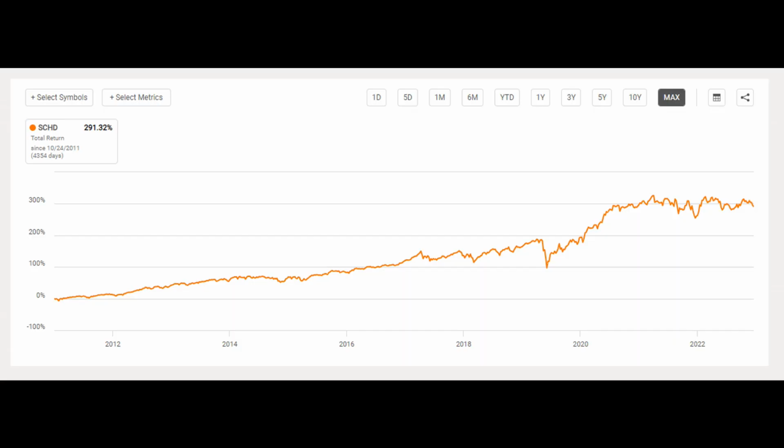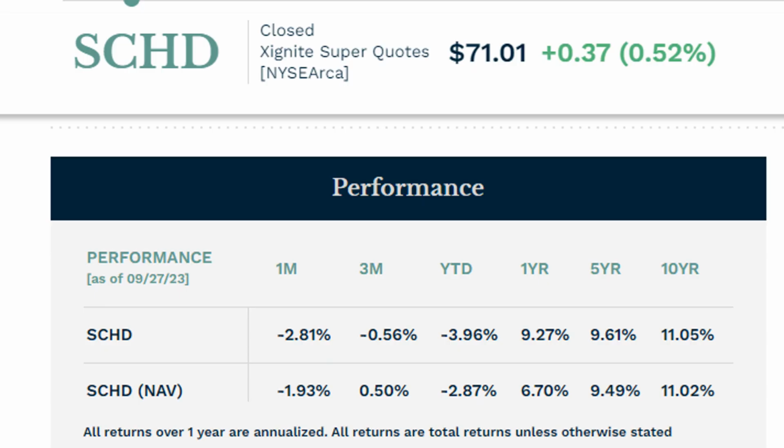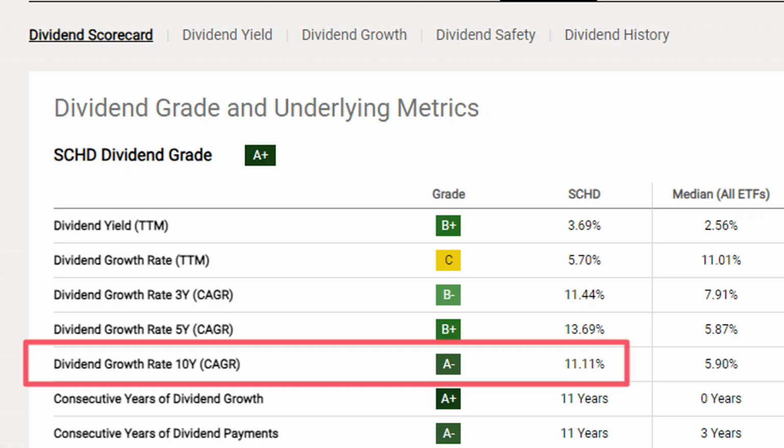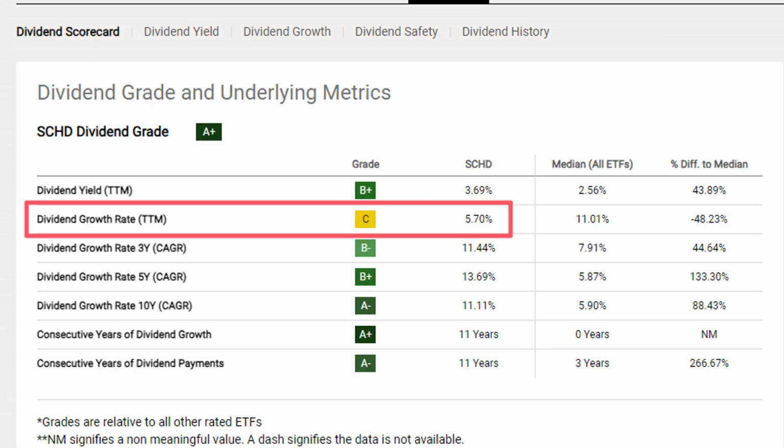For SCHD, the current total return since inception is 291.32%. The 10-year annualized return is 11.05%, which is pretty good. Now, I assume that if you are interested in SCHD, you are mainly so for the dividend income and appreciation it provides. And in that field, SCHD really shines with a 10-year dividend compound annual growth rate of 11.11%. Of course, no one knows if that will continue, and we can see that for the past 12 months the growth rate was 5.7%, but it is a good track record.